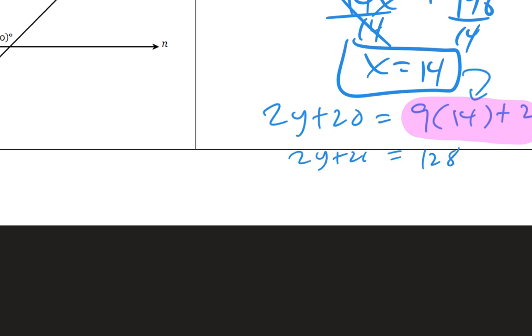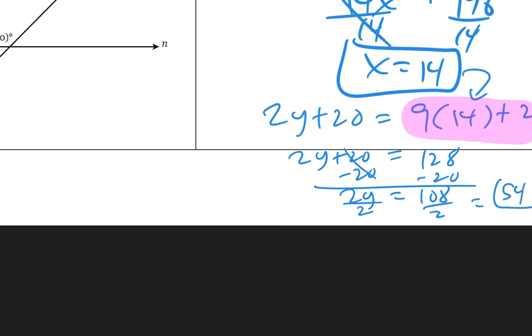Now it looks easier, right? We're going to subtract 20 from both sides. Cancels. So we got 2y equals 108. Okay, divided by 2 means half, right? Half of 108 is 54. All right, so that's our final answer.